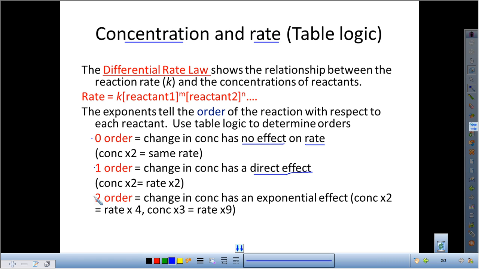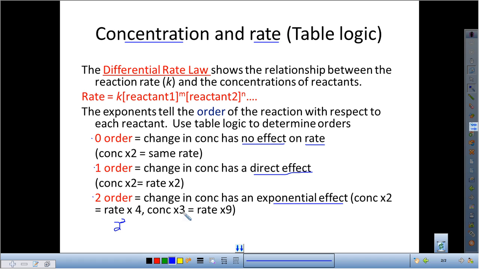Then the last kind of order is a second-order reactant. Second-order reactants have a really big effect on the rate. If you change the concentration, then that change has an exponential effect on the rate, which means if we double the concentration, then the rate is quadrupled. So it's exponential. It's basically 2 to the second order. Okay?